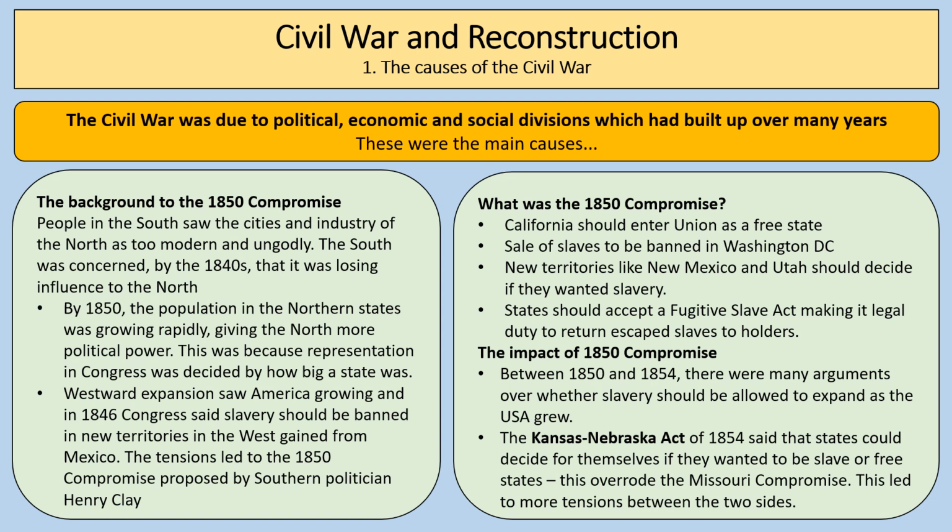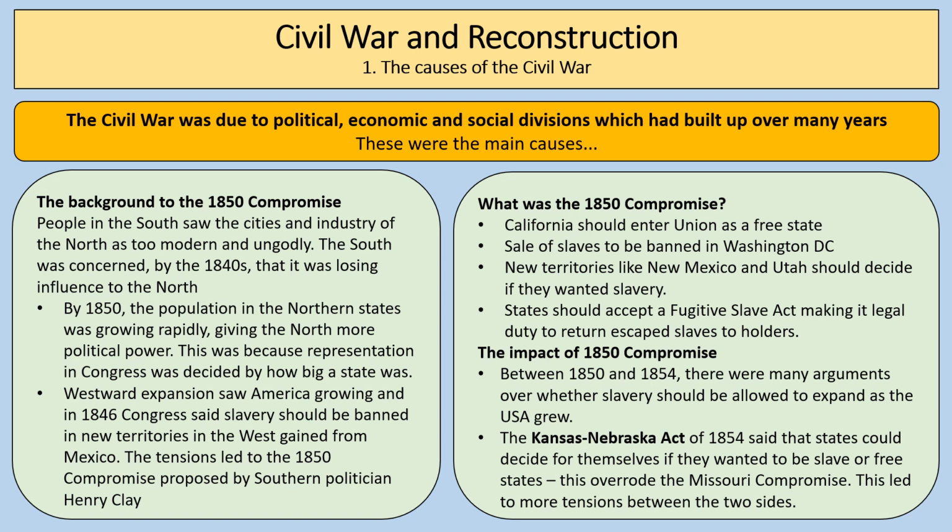So what was the 1850 Compromise? Well, the 1850 Compromise is that California should enter the Union as a free state. So California entered the Union, entered the USA as a free state in 1850 after the California Gold Rush. The sale of slaves was to be banned in Washington, D.C. New territories like Mexico and Utah should be able to decide if they wanted slavery, and states should accept a Fugitive Slave Act, making it a legal duty to return escaped slaves to their holders.